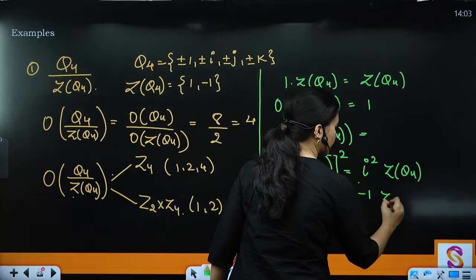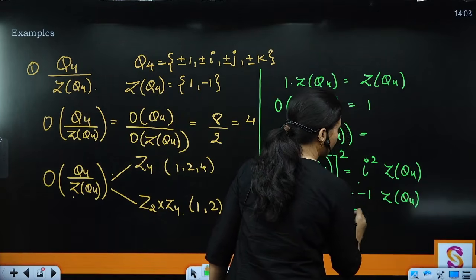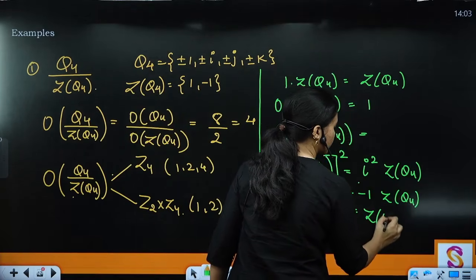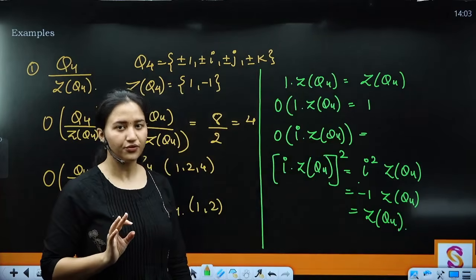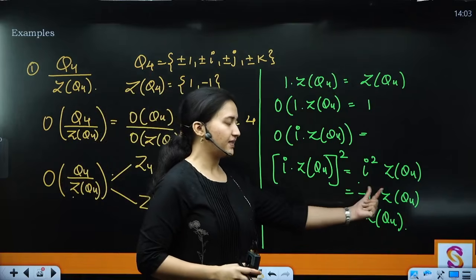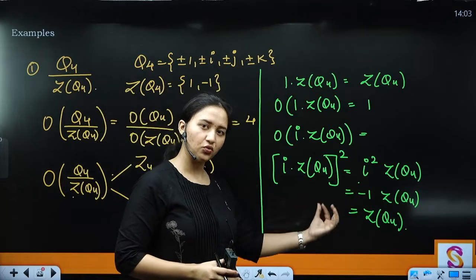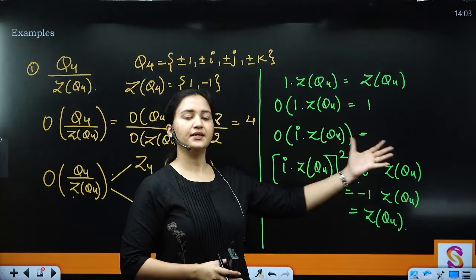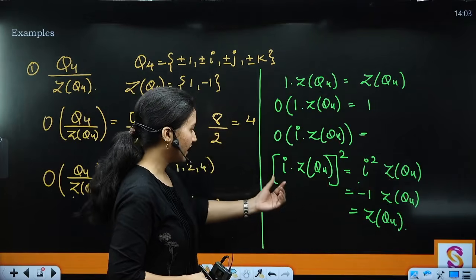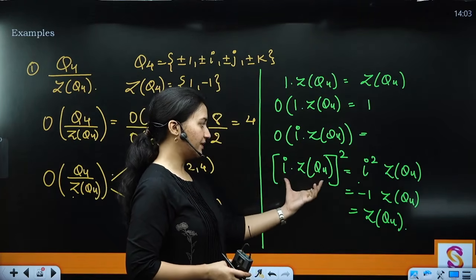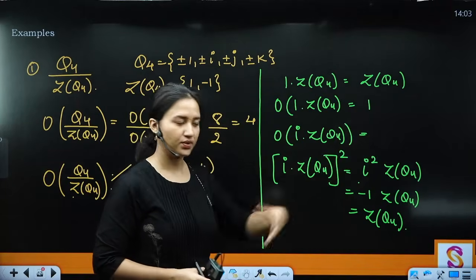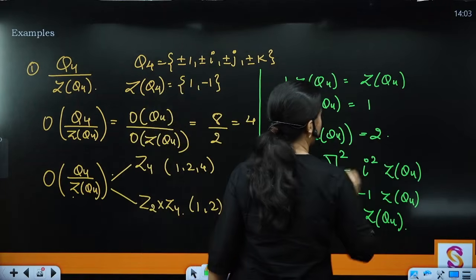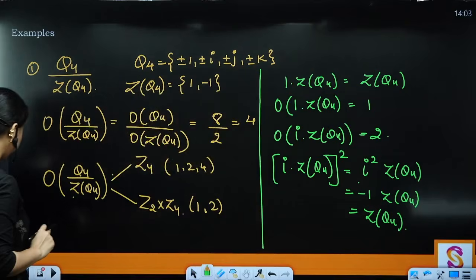-1, which is a part of Z(Q4) only, right? So I can submerge -1 into Z(Q4), right? मतलब -1 is an element of Z(Q4), so the coset generated by -1 is going to be Z(Q4) itself, right? So that means the order of the element or the coset, that is your i Z(Q4), is going to be 2. Clear? Now similarly try for j.